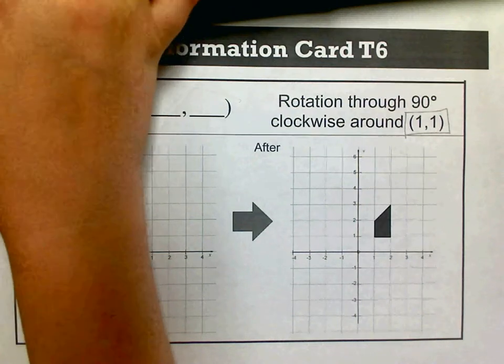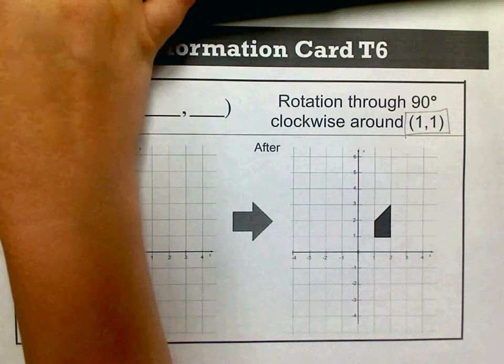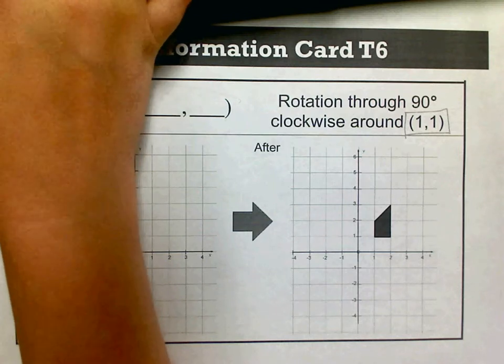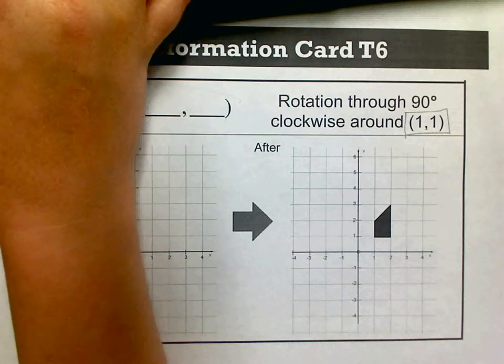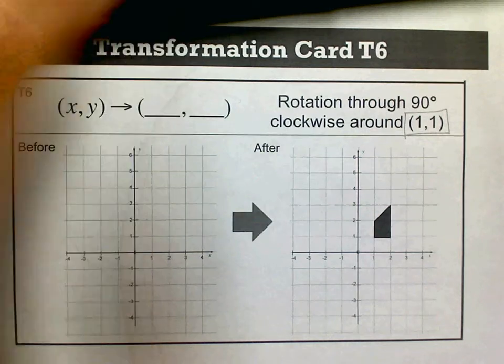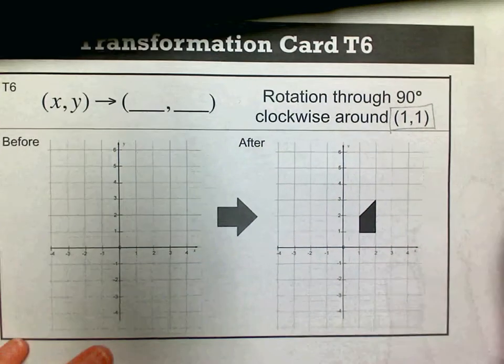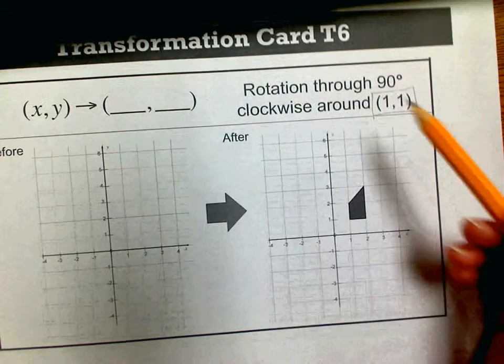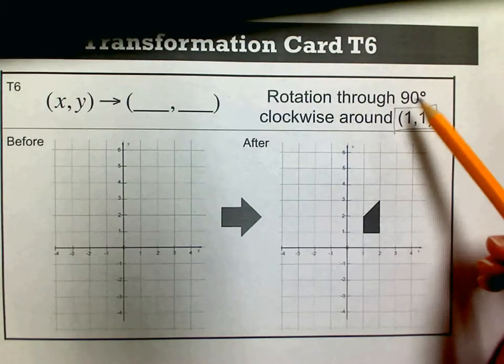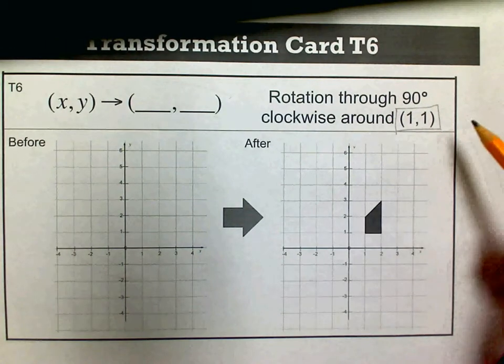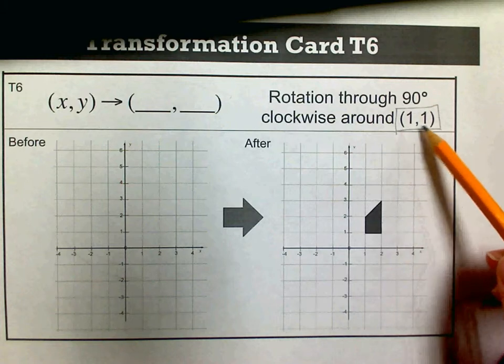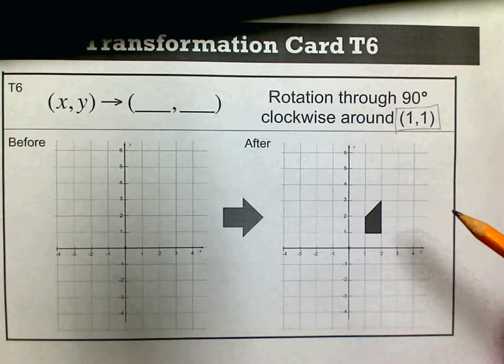So the first curve that I want to look at is T6. The reason I want to look at T6 is because this has a rotation on it that we haven't actually talked about. We've talked about rotations 90 degrees clockwise, but only around the origin, not around the point (1, 1). So I just want to show you what that looks like.